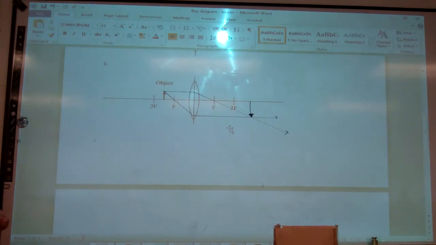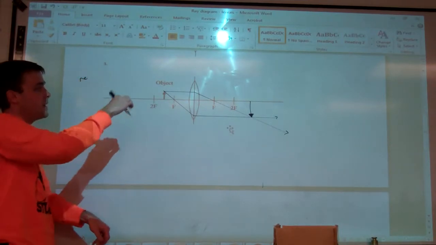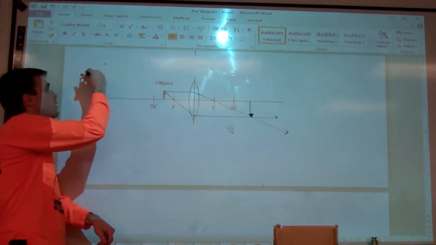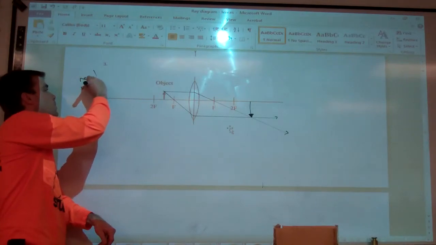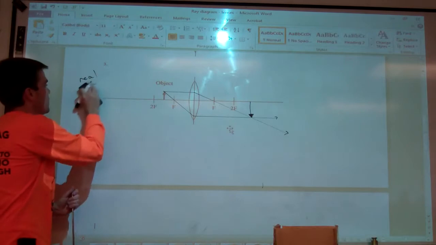So what is that one? Real. Inverted. What does inverted mean again? Upside down. So this arrow is pointing up, the other is pointing down. It's real, not virtual.